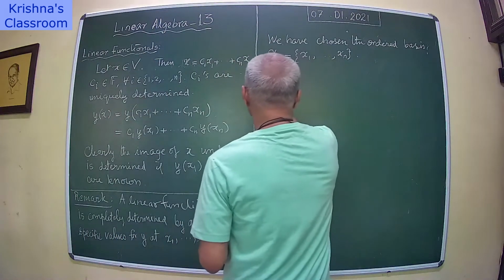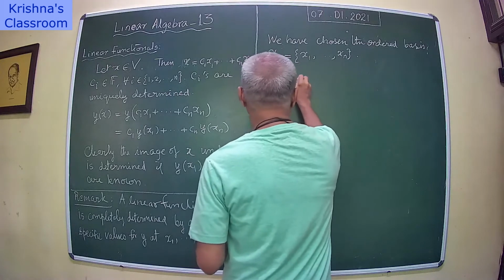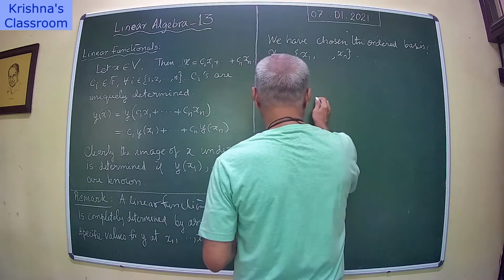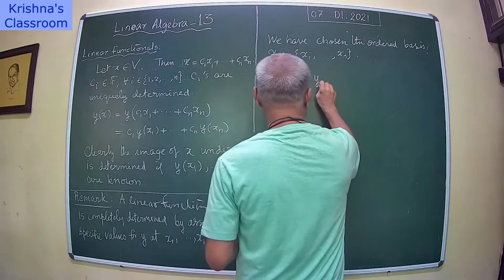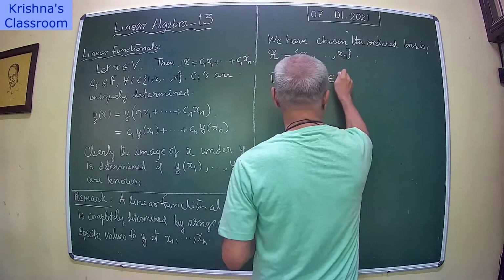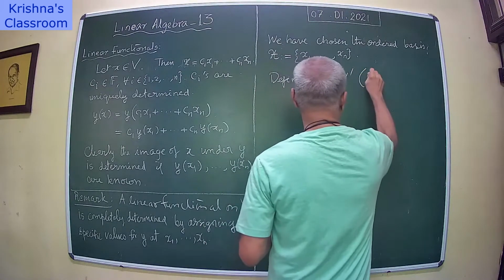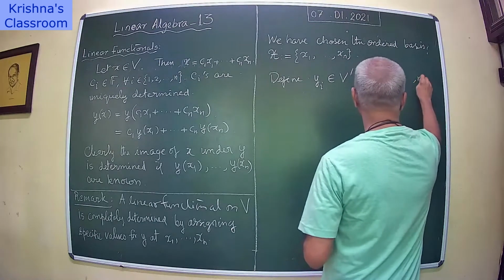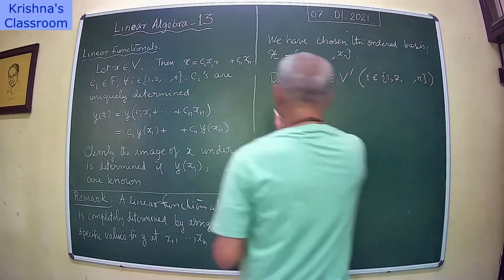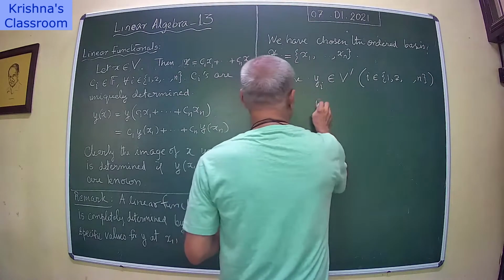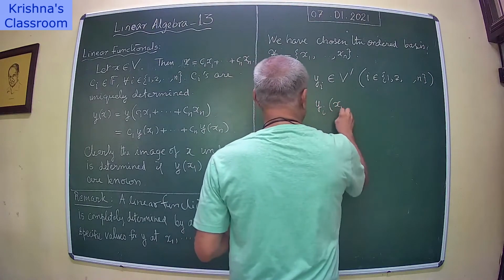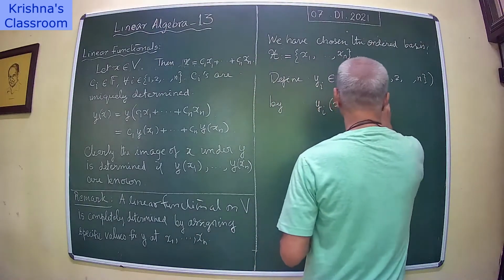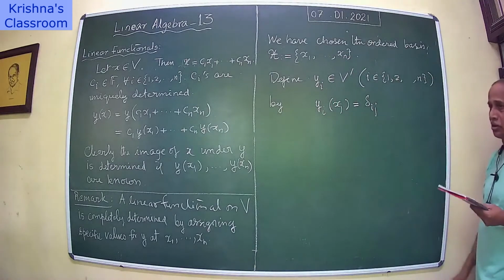Now define yi by yi of xj equal to delta ij. Delta ij is the Kronecker delta.